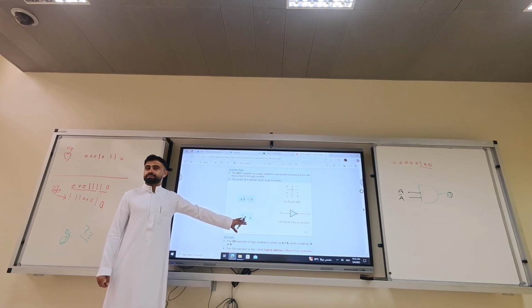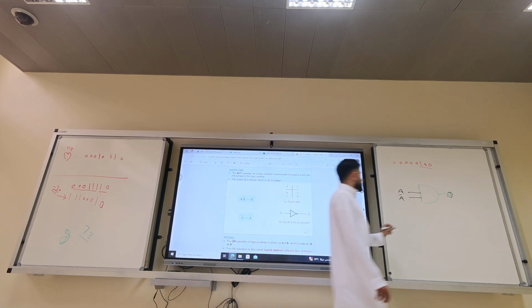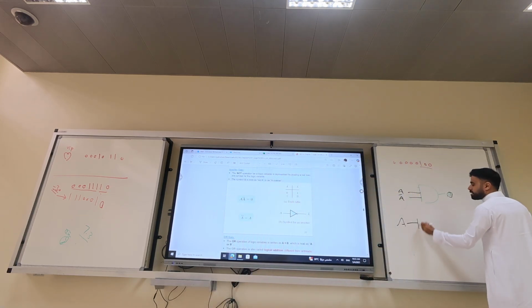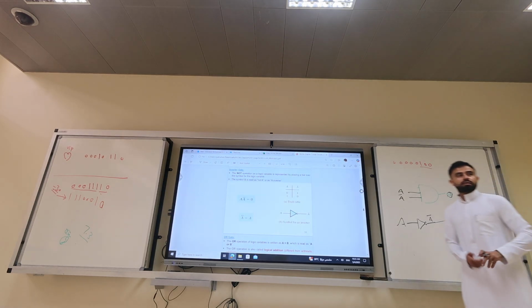Okay? Double negation. If you have 2 NOTs, one application, if you have A, you put an inverter here, what is this? A prime. And then you put another inverter, what will you get here? A.